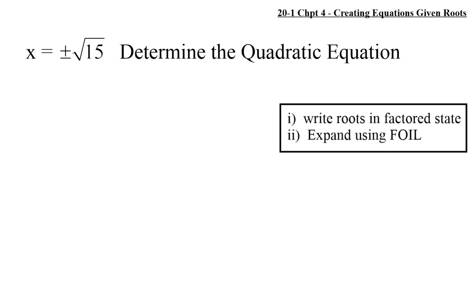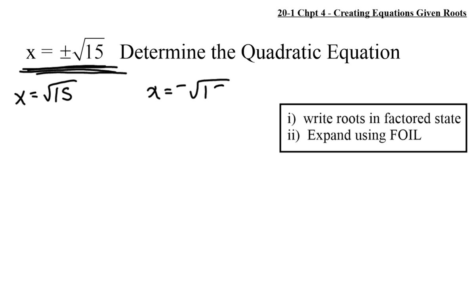Last one is to determine the quadratic equation. Well, positive or negative root 15. So in this case, x equals root 15. And the second situation, x equals negative root 15. Now we come across this because remember, exact values are important. Obviously, you're going to see as we move along, sometimes we use exact values instead of rounded numbers.